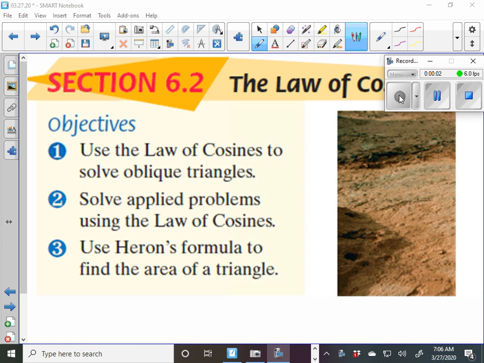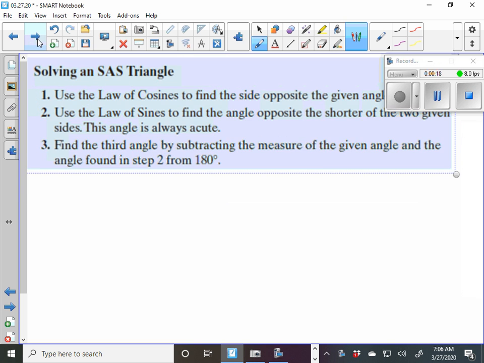Okay, today, law of cosines. We're going to introduce law of cosines. We'll deal with problem solving on Monday. Heron's formula is another method of finding the area of a triangle. We'll take a quick look at that. So let's jump into this.